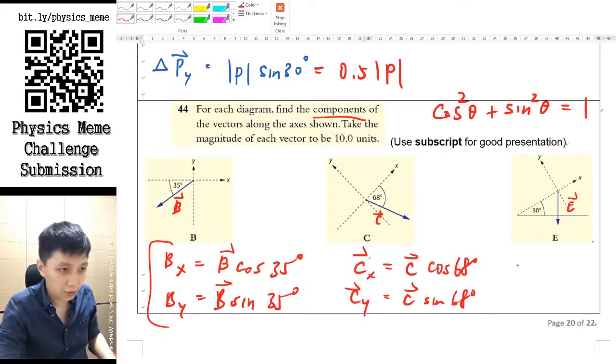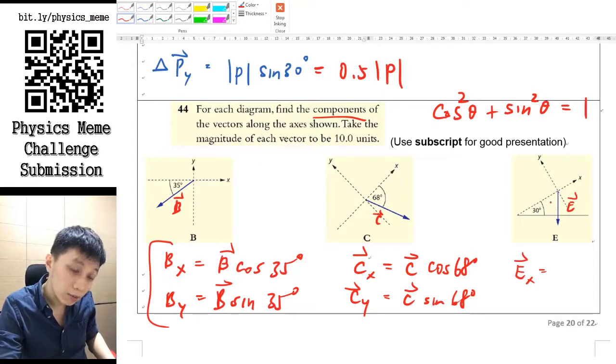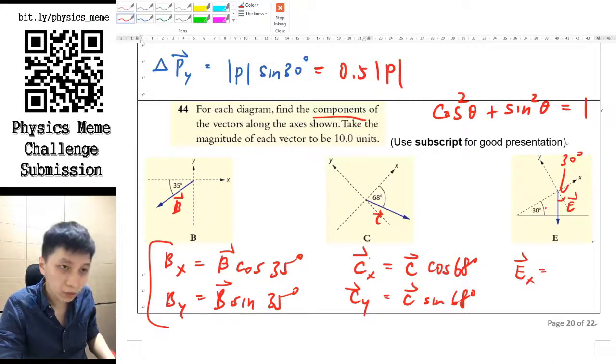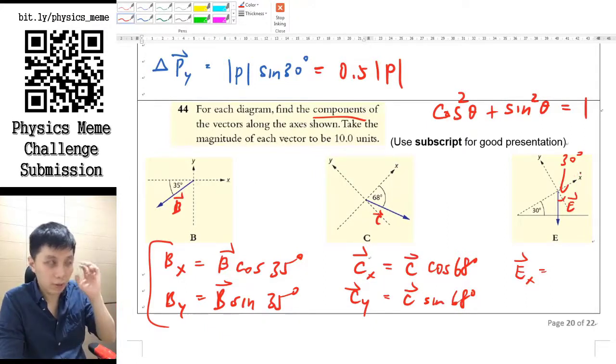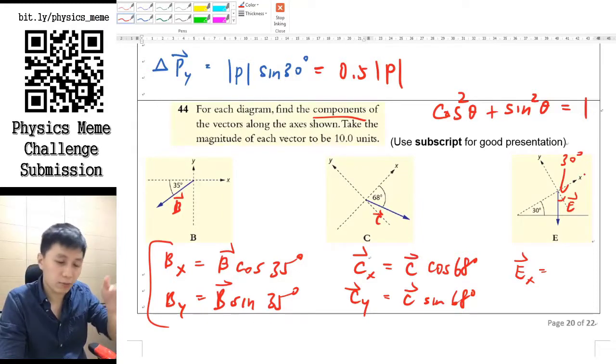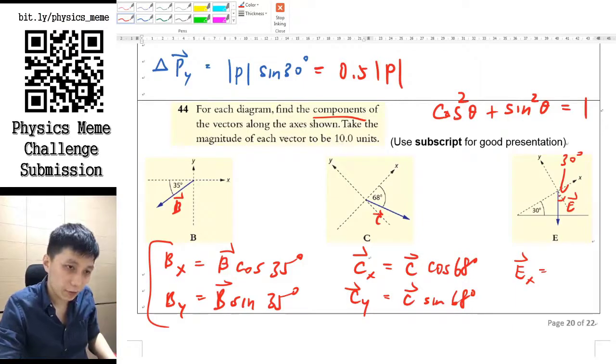And lastly, for this one, Ex, wow, this one is a bit hard. I think this angle right here is going to be 30 degree. Yeah, you can try to work out the geometry. This is similar to the inclined plane question that we talked about in the previous video or in mechanics. And so for this one, then we would take it as vertical actually. So let's just do this one first.